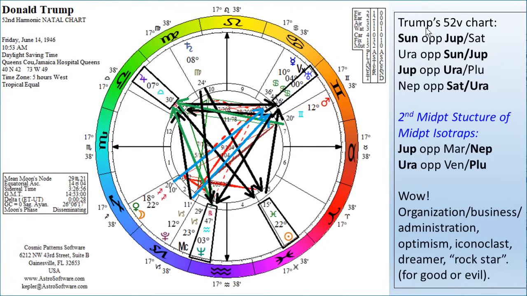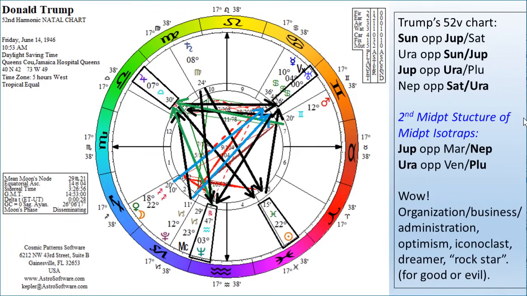Now I've got Sun, Jupiter, Saturn, Uranus, and Pluto. 5 planets making 3 midpoint structures. Then I can add a 6th planet, Neptune. Where is Neptune? Over here. See these black lines coming from Saturn? Neptune is at the Saturn-Uranus midpoint. 4 midpoint structures out of 6 planets.